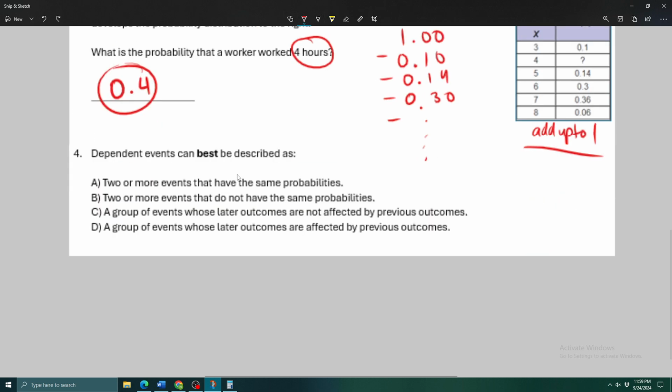And then dependent events can best be described as, I won't give you the answer for this one, but I'll tell you this. It's not A or B. Okay? Let's keep moving.